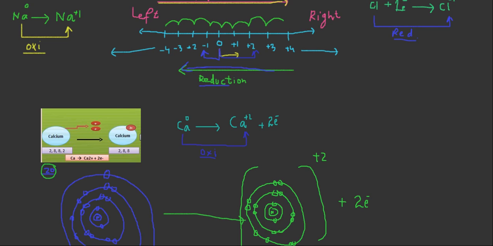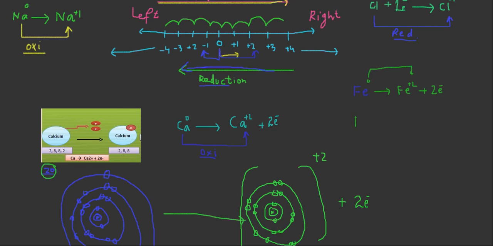Now we will look at some other examples. If we have an iron atom and it loses 2 electrons, it would be converted into iron plus 2. We have to mention those 2 electrons which are being lost by the iron atom. Since it is in the atomic state, it is moving from 0 to plus 2. So it is showing an increase in oxidation state, it is showing loss of electrons, so this shows oxidation.